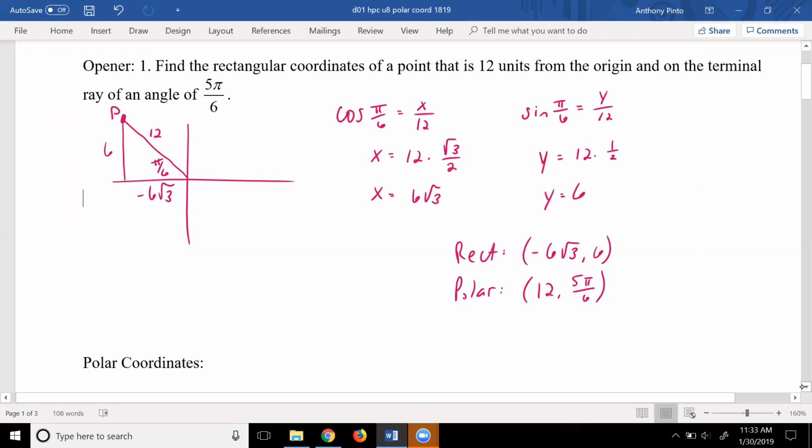So polar coordinates are basically just another way to describe a point in the rectangular spectrum, right? Polar coordinates are just another way to plot points. Our angle is 5 pi over 6. That's the second entry in our coordinate, and the distance from the origin is 12. That's going to be the first entry in our two coordinates.